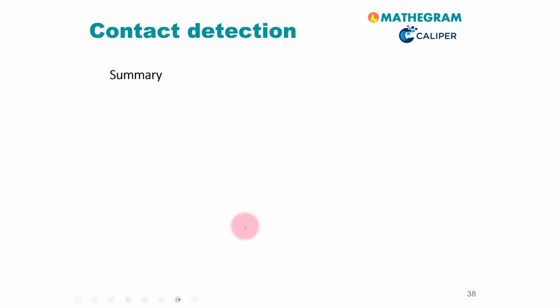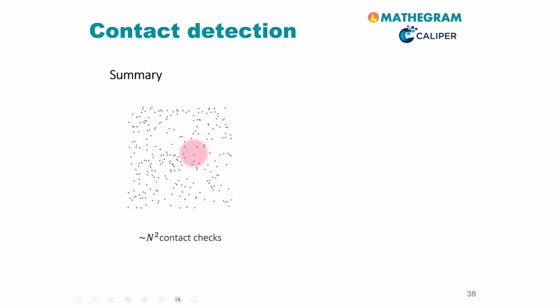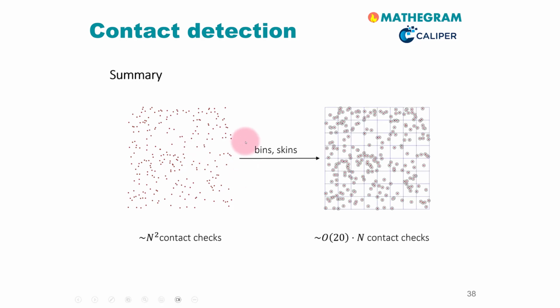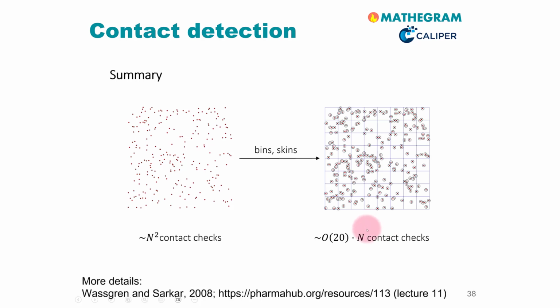In summary, again, it's very important to not do these naive n-squared contact checks, but to introduce bins and skins to then end up with this order 20 times n contact checks. If you're interested in more details regarding contact detection, there is an excellent reference, Vosskuhle and Sarkar, that gives you more details about this.